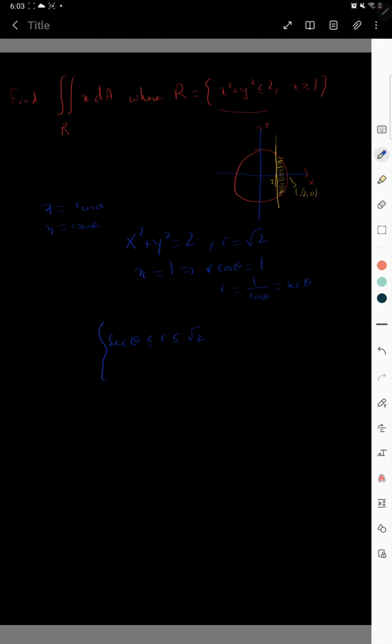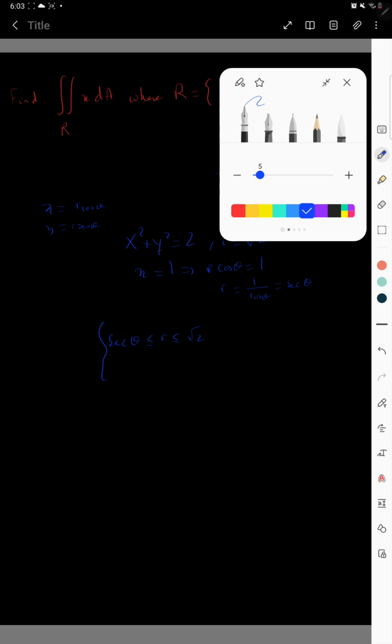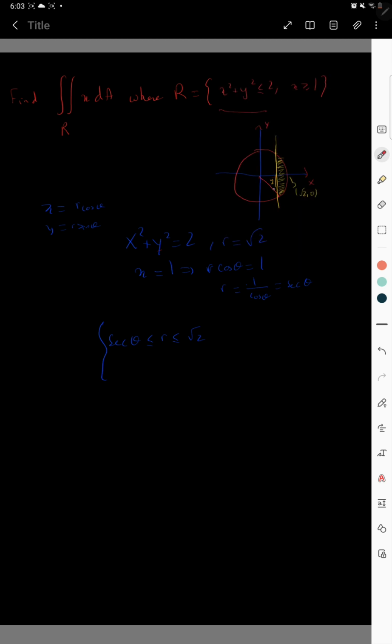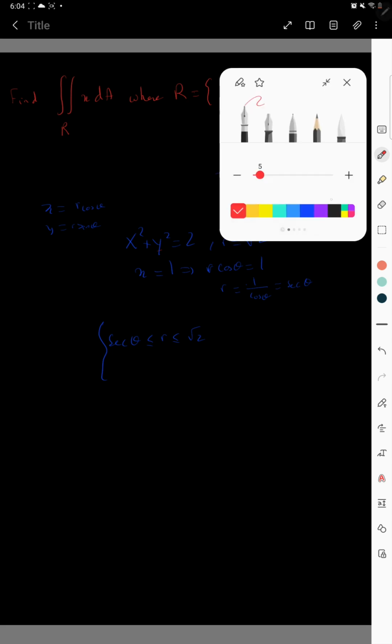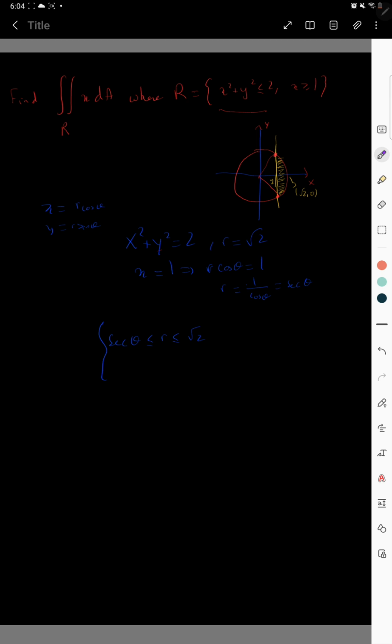Now I need to find the two bounds for theta. Namely, I need to find the angles at the points of intersection. Now there are many ways we can do that. Of course, one way is to equate the two equations. So if I need to find the angles, I start by equalizing the radii. So r is equal to root 2 and r is equal to secant theta. This implies that secant theta is equal to root 2.